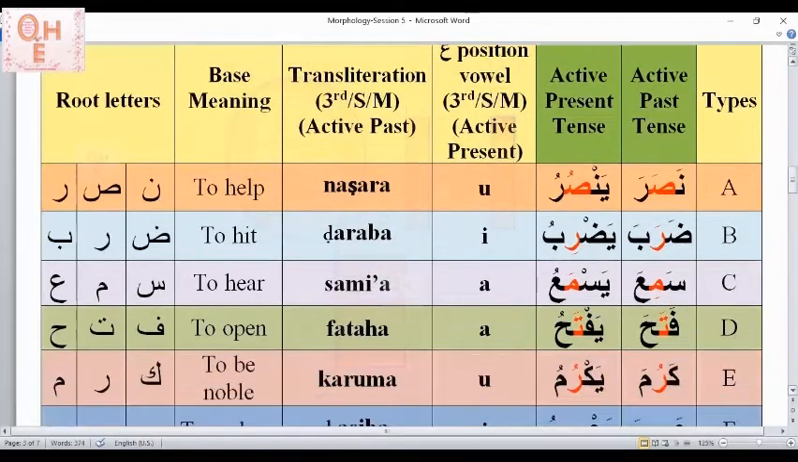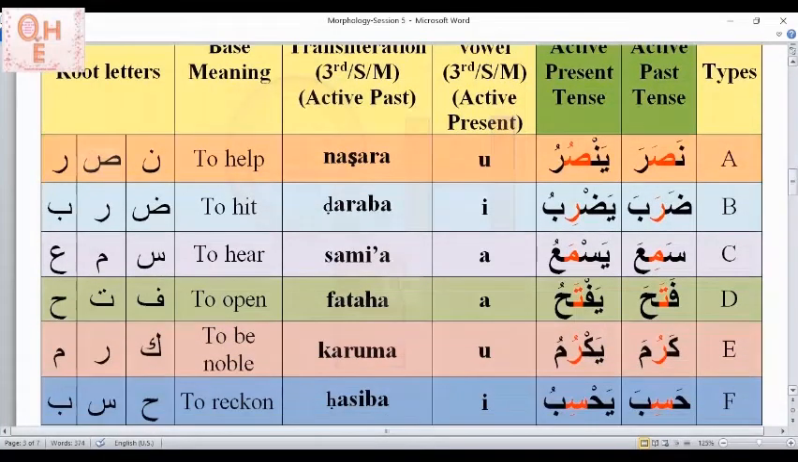Okay, so we saw these verbs in the last session. There are a few basic things I want to point out. For example, we have the active past tense words, that is, third person singular male. We also have the active present tense for third person singular male. So this is a pair. Each pair is third person singular male, active past tense and active present tense.